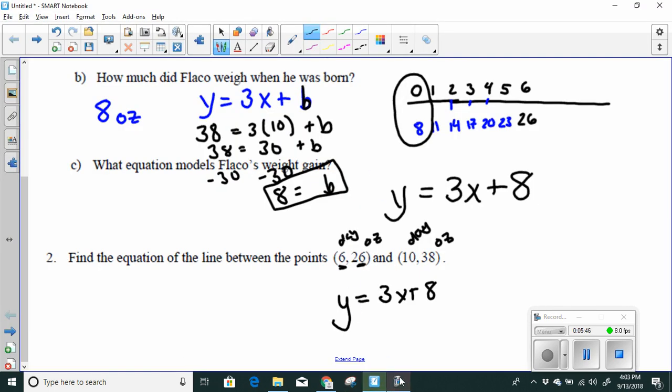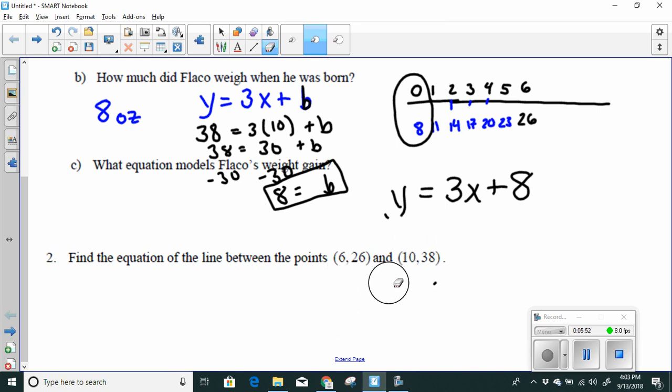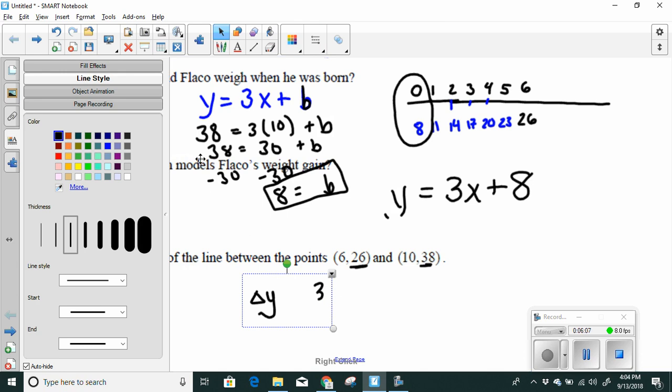If you did decide to go ahead and do all the work again, and most people decided to do all the work again, you could go back and say, all right, it's the difference of the y's, which I always call the change. That little delta means change, so change in y's. So it's 38, oops, what did I just do there?